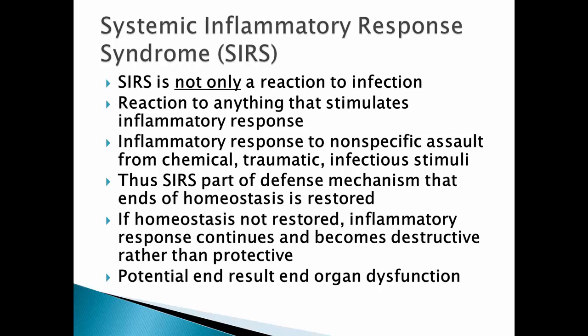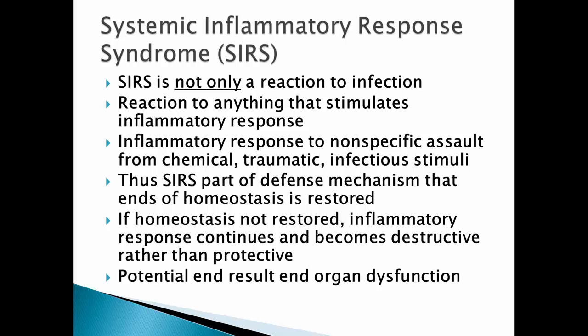Now, I didn't want to talk about shock states without talking about systemic inflammatory response syndrome. Although previously SIRS, or systemic inflammatory response syndrome, was an integral part of our sepsis and our septic shock definition, as we have continued to learn more and more about the inflammatory response, we've also learned more about SIRS. And what we've come to understand is it's not just a reaction to infection. Rather, it is a reaction to anything that stimulates the inflammatory response.